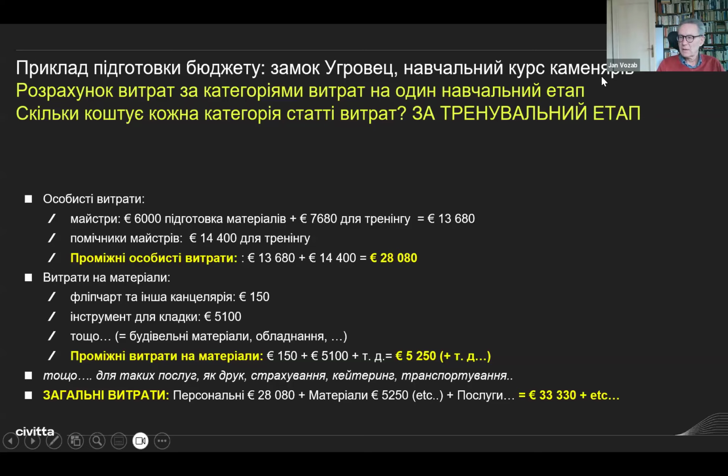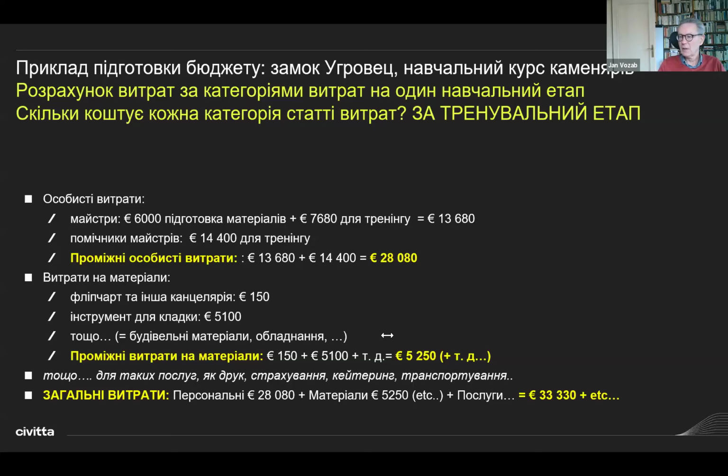Then the material costs: flip charts and accessories, masonry tools, construction materials, equipment, and again you calculate a subtotal for the material costs, which will be 5,250 euro plus something which we haven't calculated in this short example, but in reality you have to calculate all the materials and put it together.